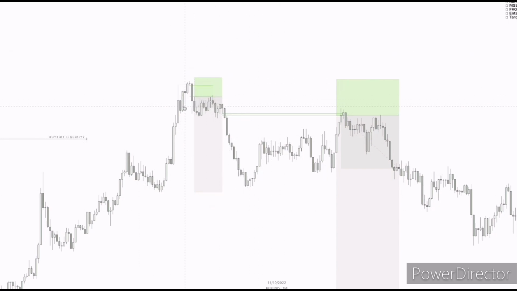So if you do class these as a low, for me, what I've noticed is a lot of people, when they are using change of character or CHoCH, whatever you want to call it, will use the inside bar, and if the inside bar is broken, that will then be classed as a valid change of character.